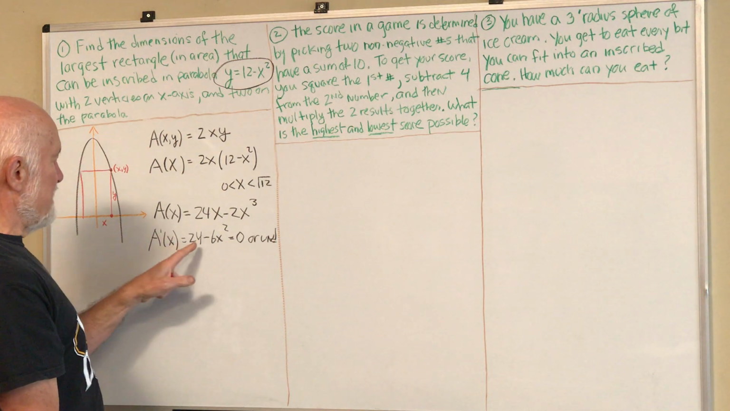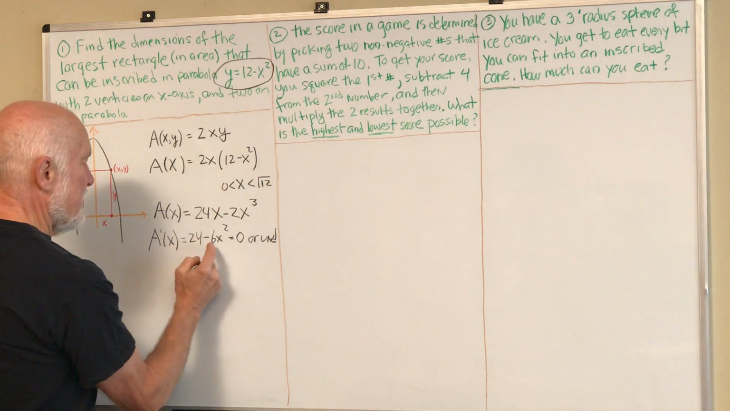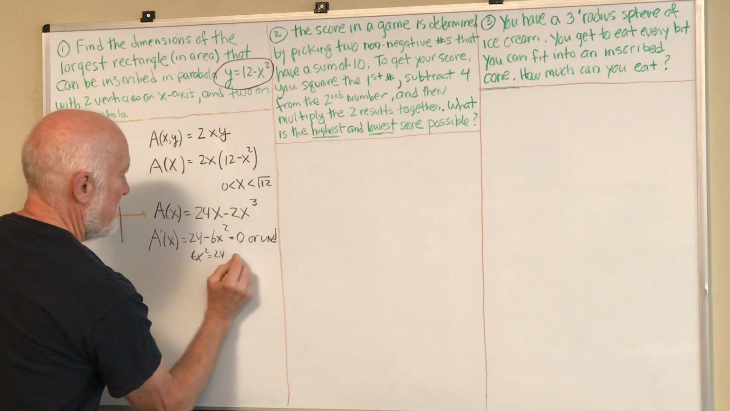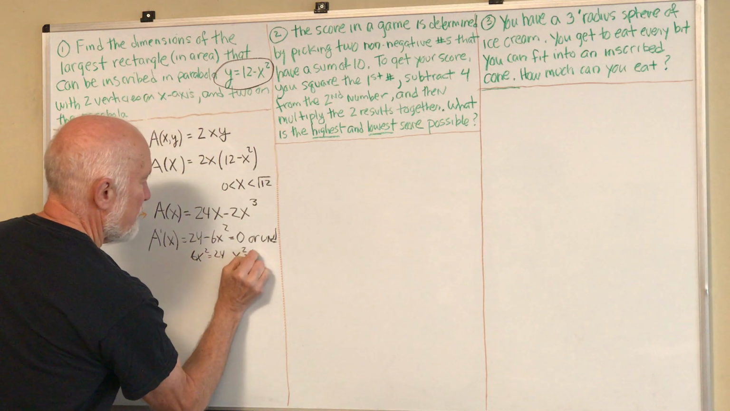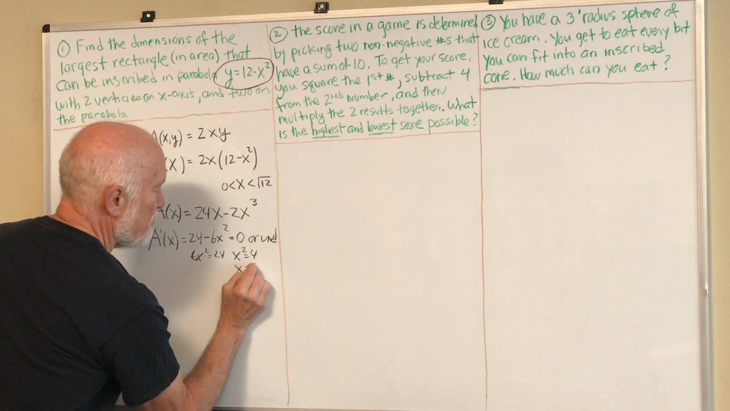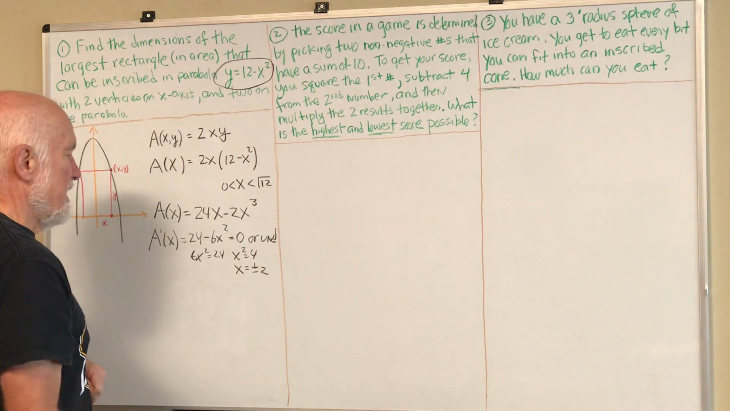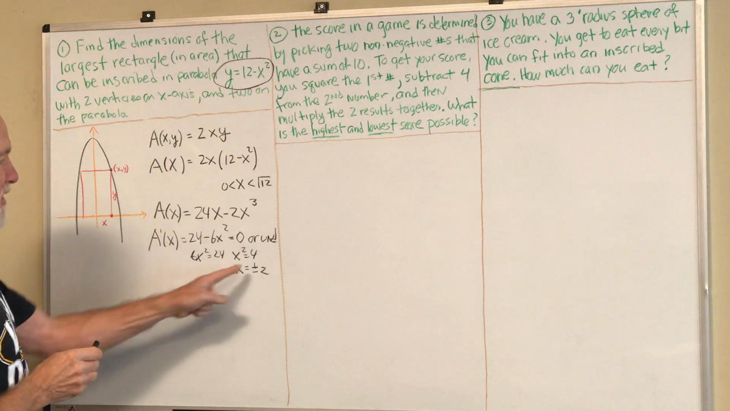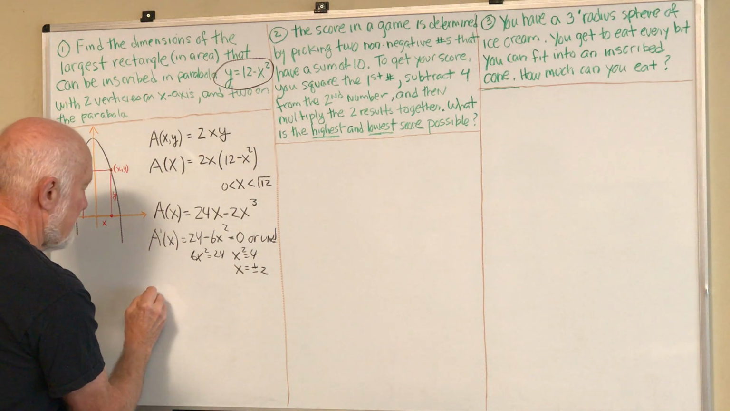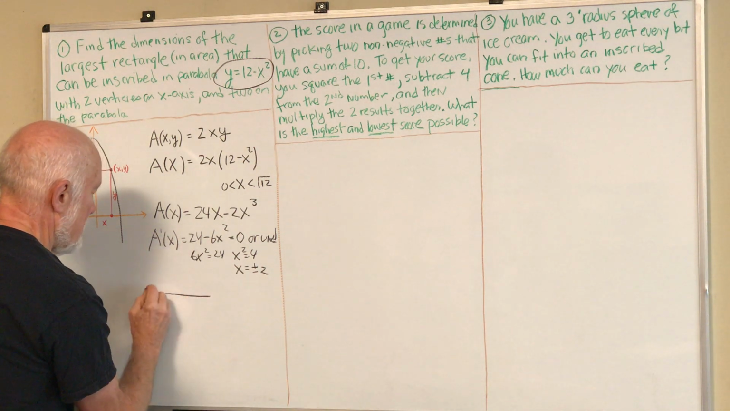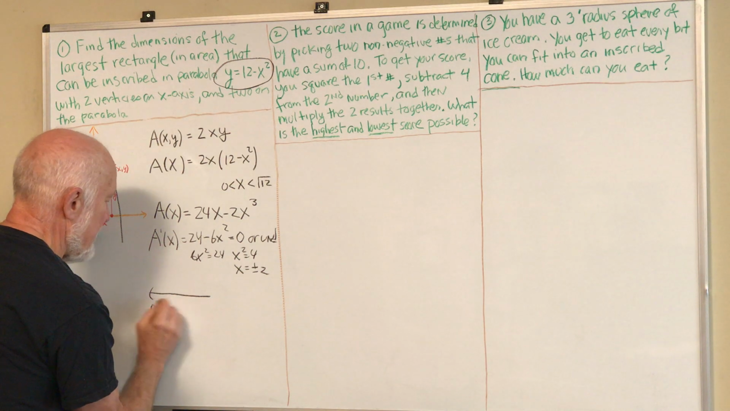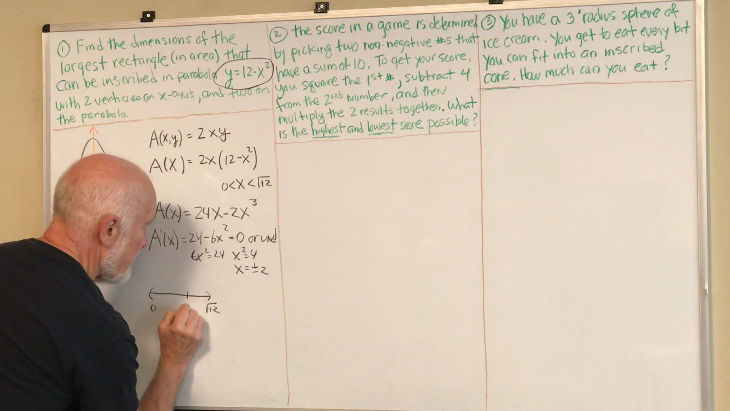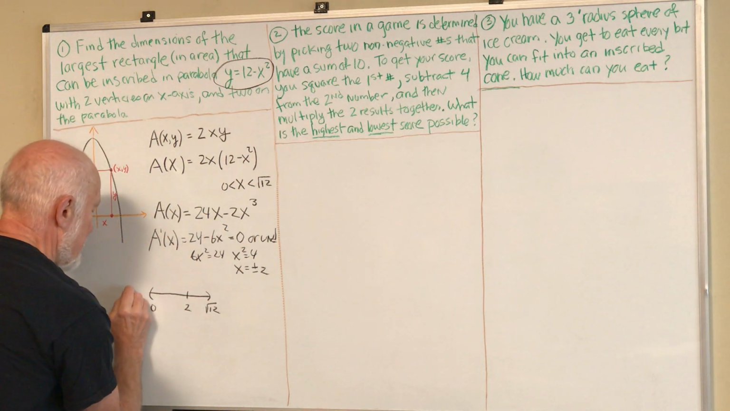And what you can do now is say 6x squared equals 24, x squared equals 4, x equals plus or minus 2. And minus 2 is not in our domain, so we know the only critical value is x equals 2. So if we put our domain from 0 to the square root of 12, 2 is inside that domain.